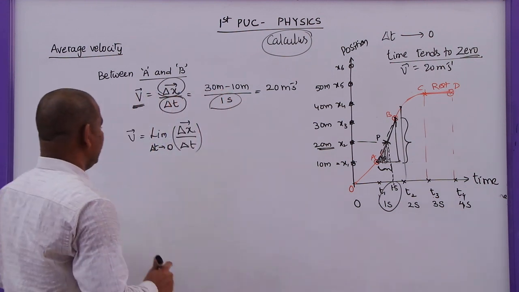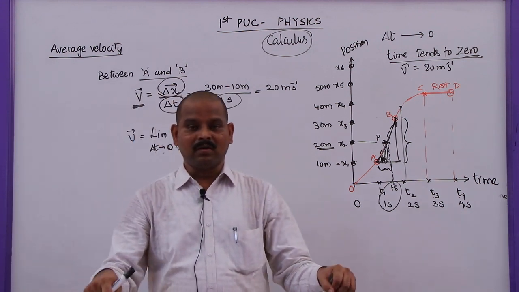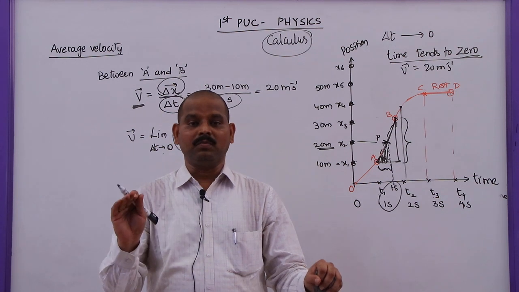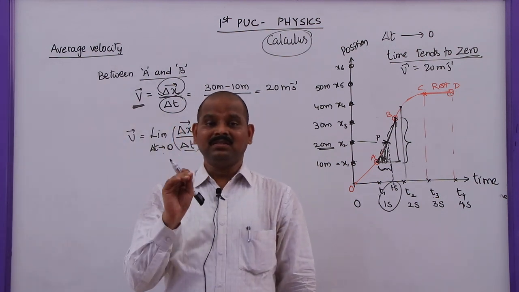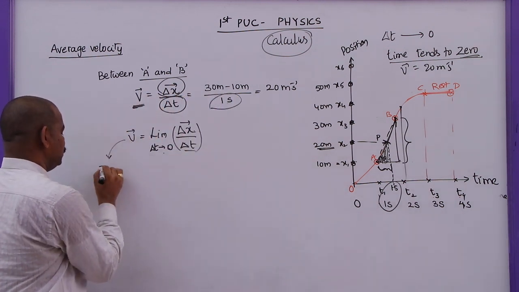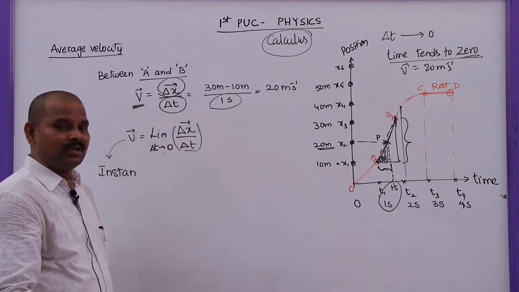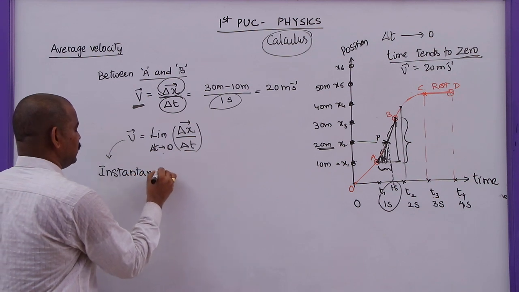Now here in this case, if delta t tends to 0, that means when you are riding a bike, if you just see the speedometer and the road, the speedometer will give some reading. That is not the average velocity, that is called instantaneous velocity. So this velocity is called instantaneous velocity. That means the velocity at that particular instant of time.